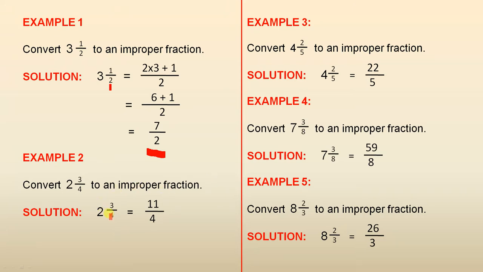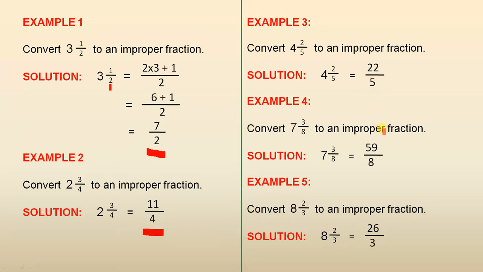Convert 2 3/4 to an improper fraction. Solution. 4 2s are 8, plus 3 is 11, 11/4. There's the answer. Remember, the number here is just the denominator. Example 3, 4 2/5 equals 5 4s are 20, plus 2 is 22/5.